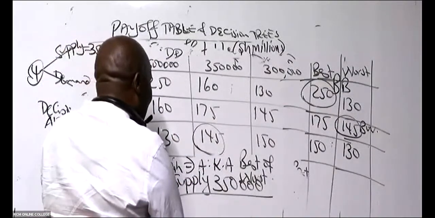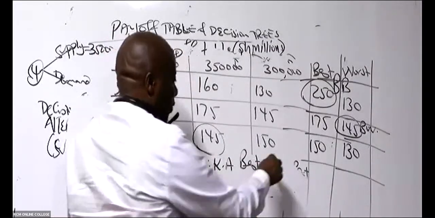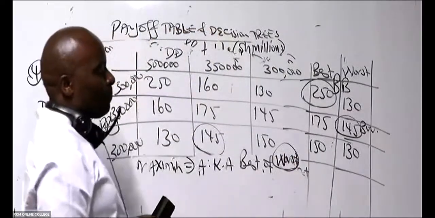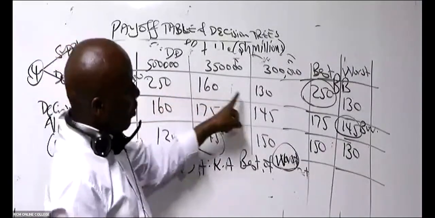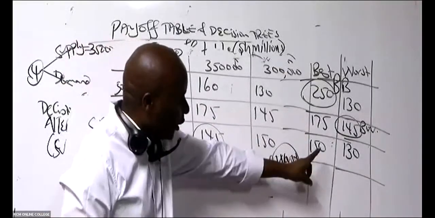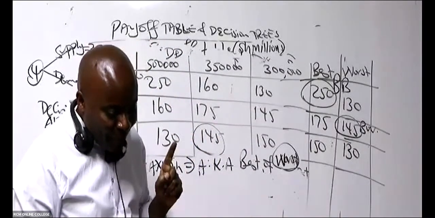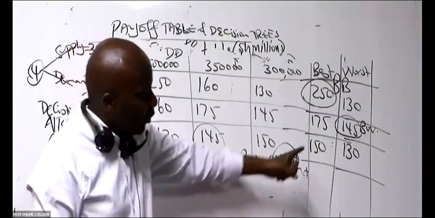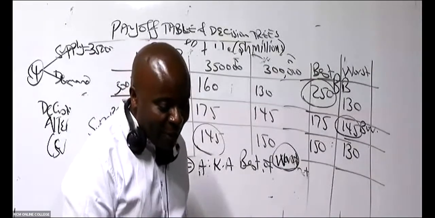So somebody wants me to repeat. Remember, the moment you see max mini, max mini means what here? Best of the worst. And remember, for the best of the worst, you start with the worst. So the worst is the lowest profit. The worst here was 130. The worst here was 145. The worst here was 130. Amongst the three, which one is the best of the worst? 145.